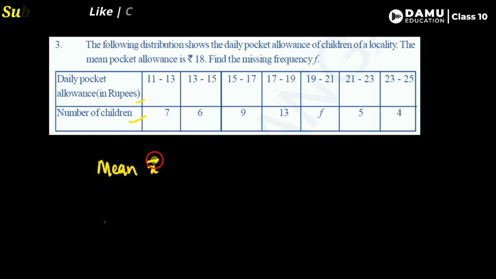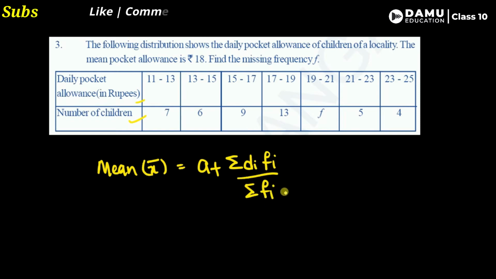So the formula of mean will be, so here 11, 13 like that they are given. We can go with the deviation method or the normal method. So we'll go with the deviation method. So mean will be equal to assumed mean plus summation of the product of deviation with the frequency, divided by summation of frequency values. So this is the mean. They have given that the mean pocket allowance is 18 rupees.